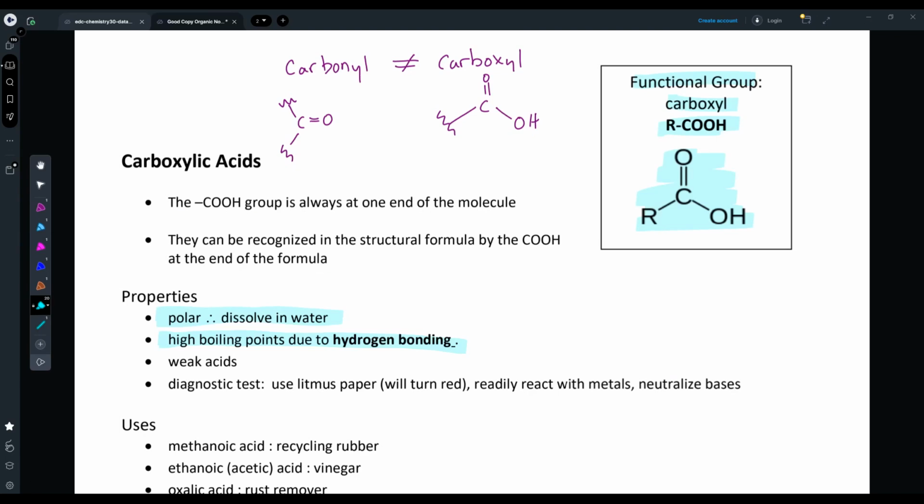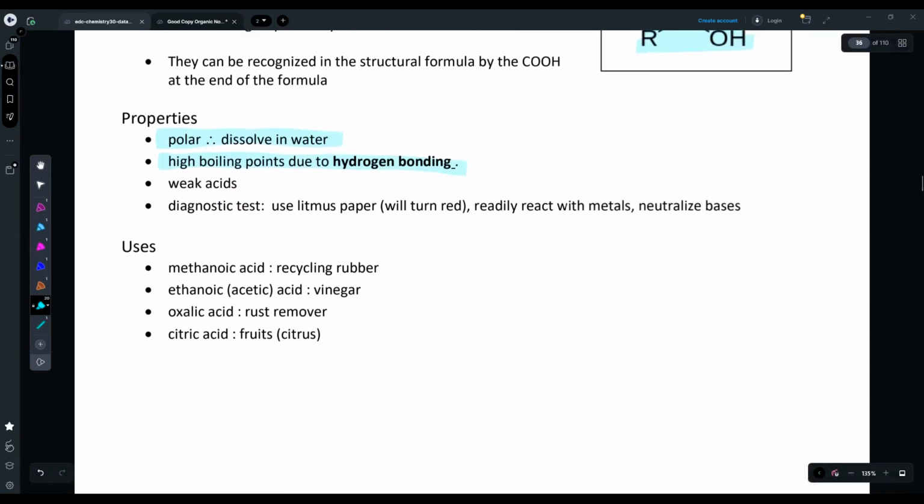Some diagnostic tests that we can use to determine if a substance is acidic: litmus paper is going to turn red in the presence of acids. Acids readily react with metals, and they also neutralize bases.